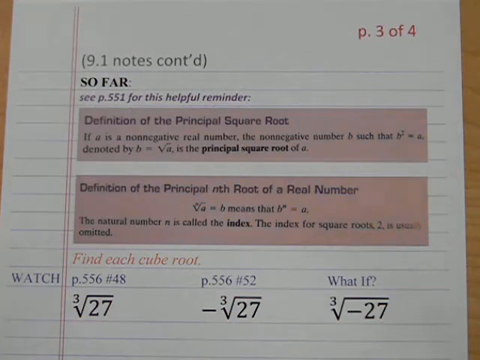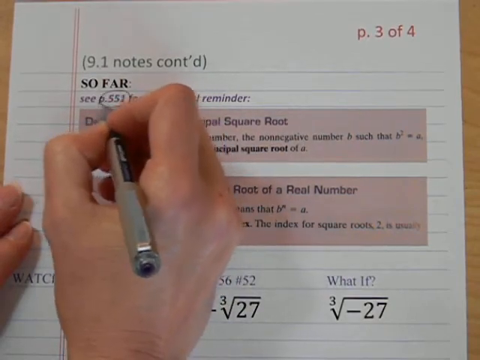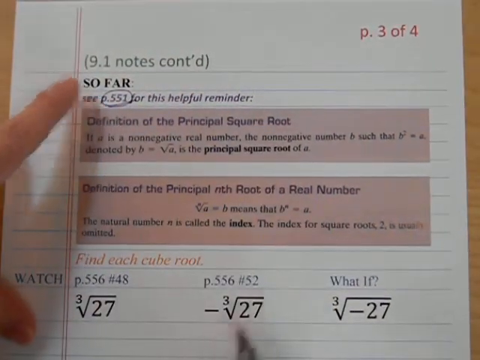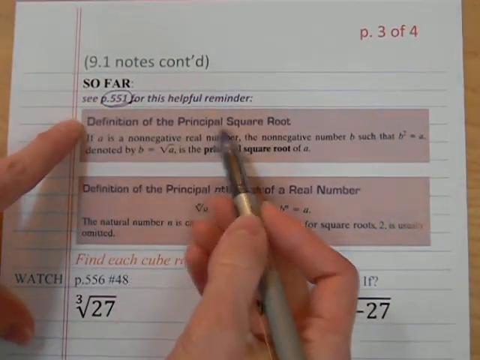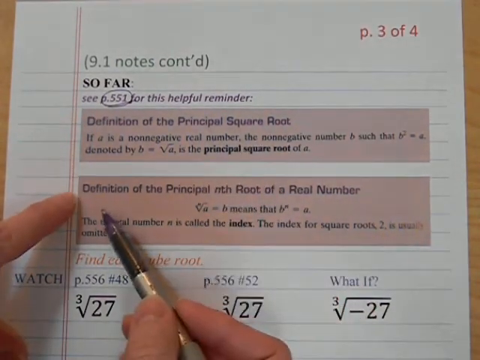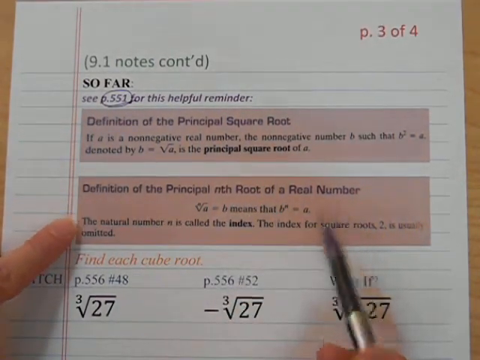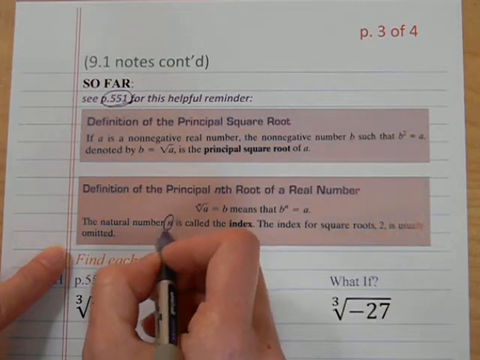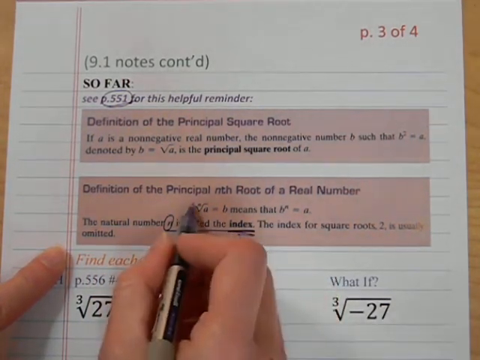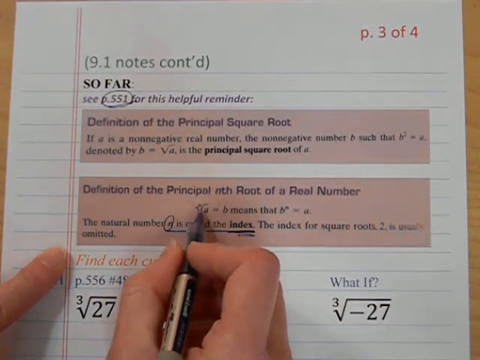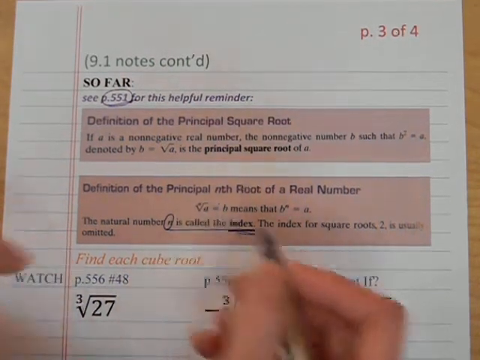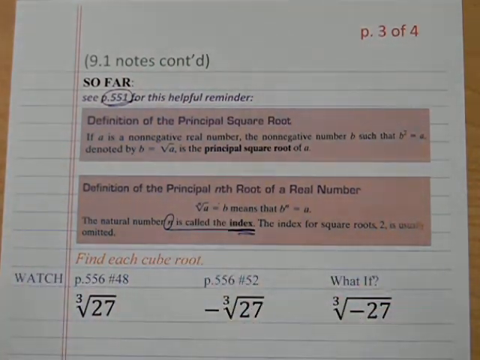Starting here at the top of page 3 for 9.1, just a little direction for where you can find these reminders in the book. On page 551, they go over the definition of a principal square root and also the nth root of a real number. And again, they're reminding you that that's called the index. So we've just been focusing on square roots, but you can put any number there and find a root. And that's what we're going to focus on next.